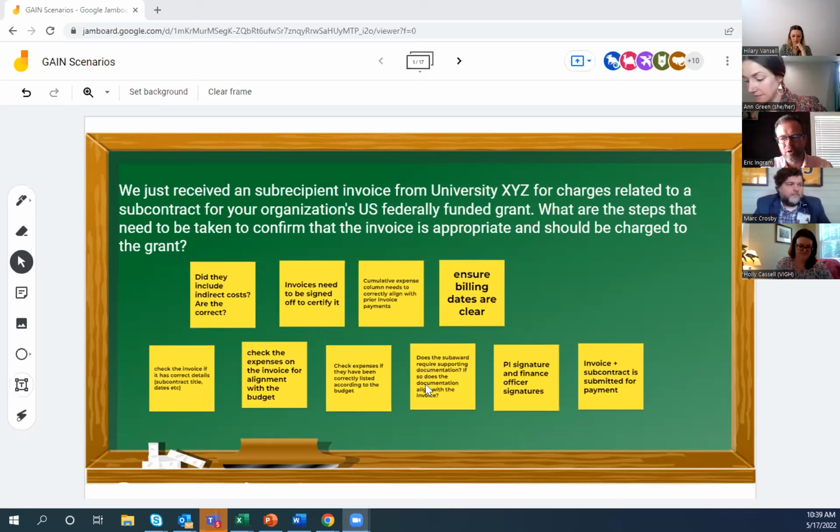Expenses are in line with what was proposed, what's in the budget. If there are any expenses that look out of the ordinary, I think that's a discussion you would have with the principal investigator, and probably would require open dialogue with the other party, about why those are included in the invoice.